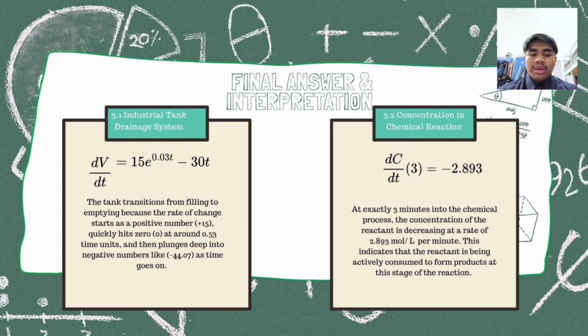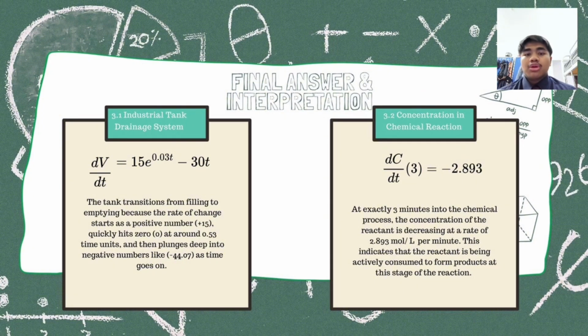For 3.2, concentration in chemical reaction, we found that the derivative is dC over dt equal to negative 2.893. This means that 3 minutes into the reaction, the concentration of the reactant is decreasing at a rate of 2.893 mol per liter per minute. The negative value indicates that the reactant is continuously being consumed to form products, which is expected as the chemical reaction proceeds.